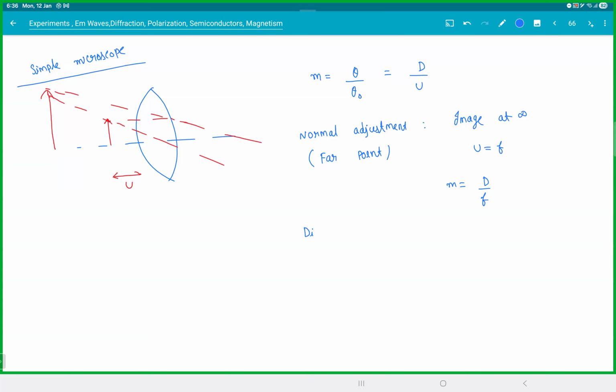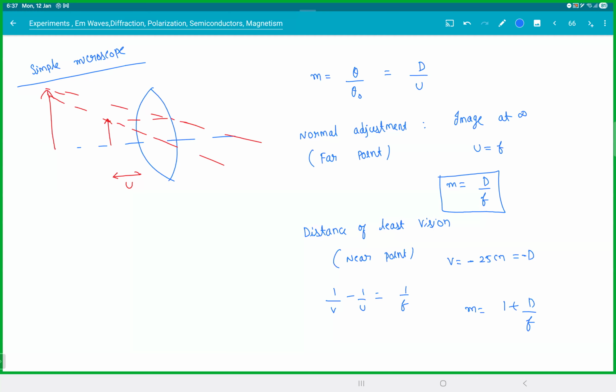For distance of least vision, that is when the image forms at capital D, which is roughly around 25 centimeters. This is also called as near point. That means basically your v value is minus 25 centimeters or capital D. So you can actually use the lens formula 1 by v minus 1 by u is equal to 1 by f and solve all that. You end up with the magnification is 1 plus D by f. So these are the two magnifications: for normal adjustment, far point, it is D by f, and for distance of least vision it is 1 plus D by f. This is for simple microscope.